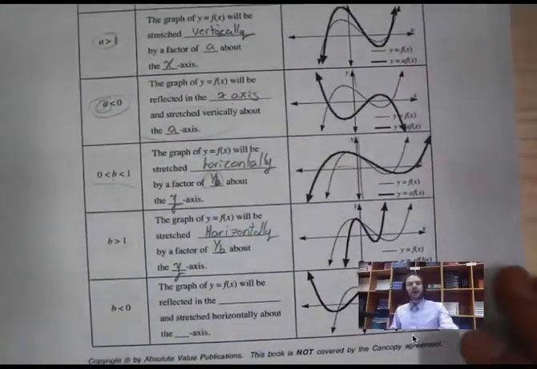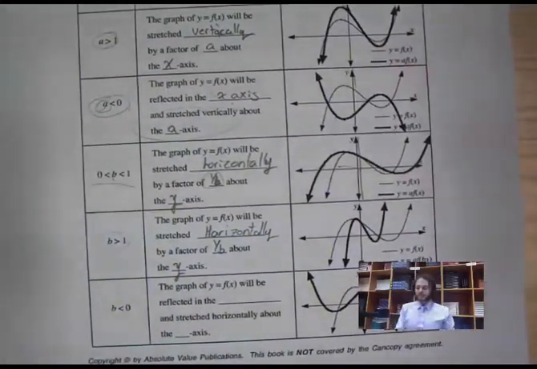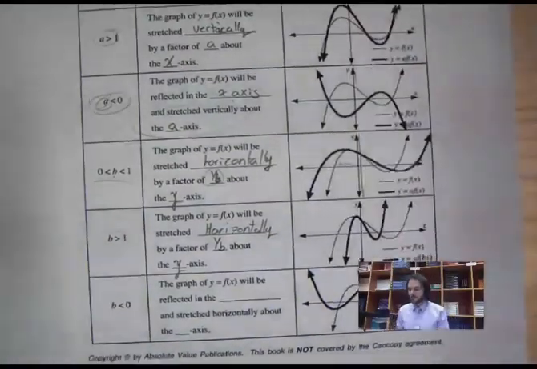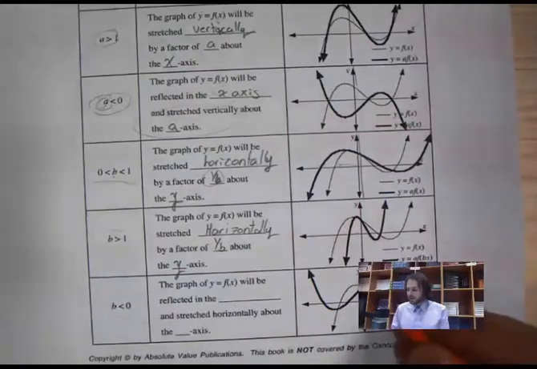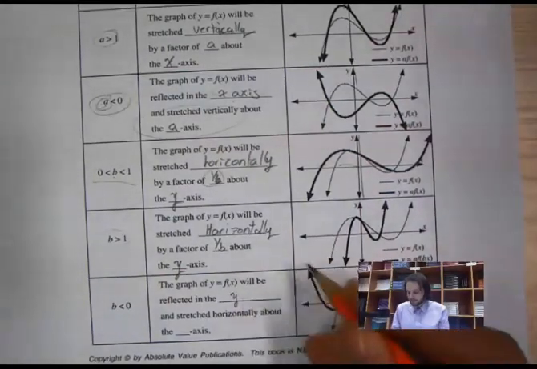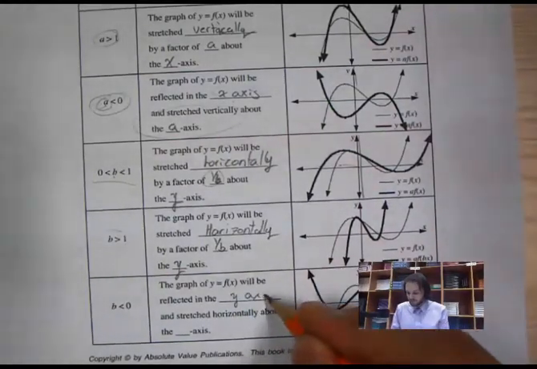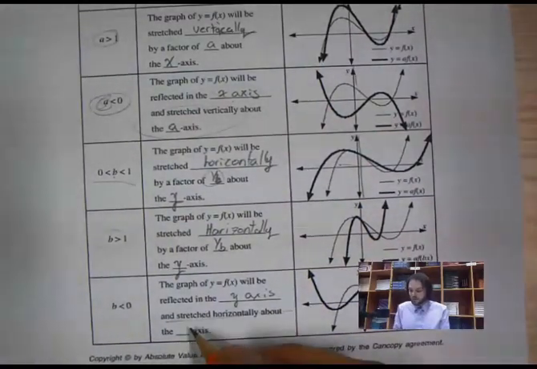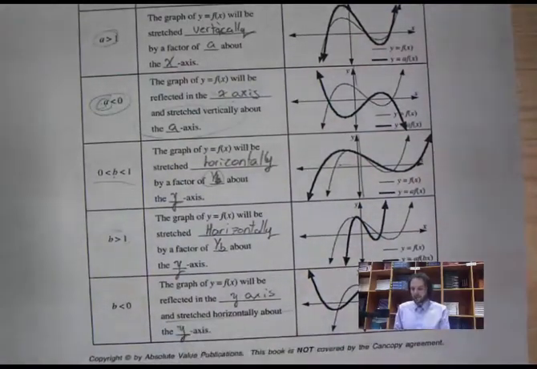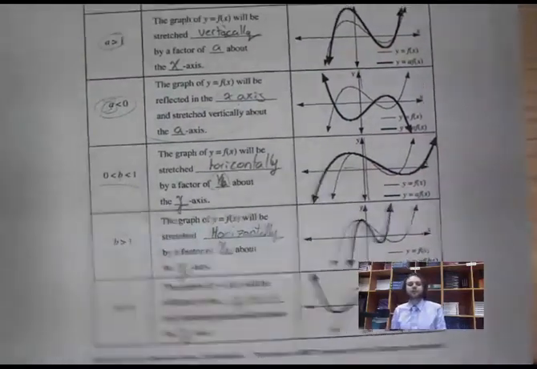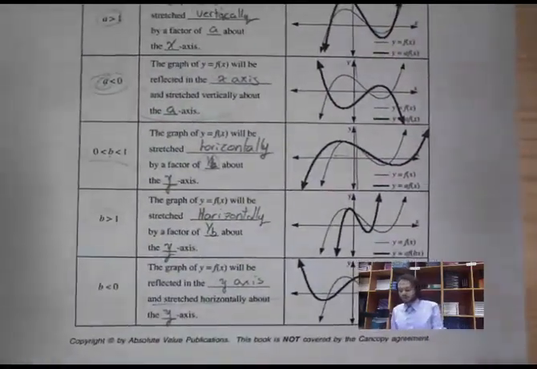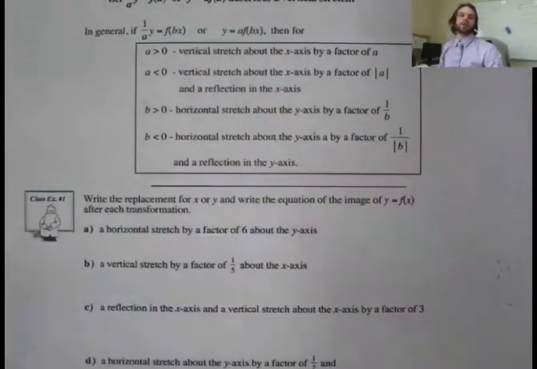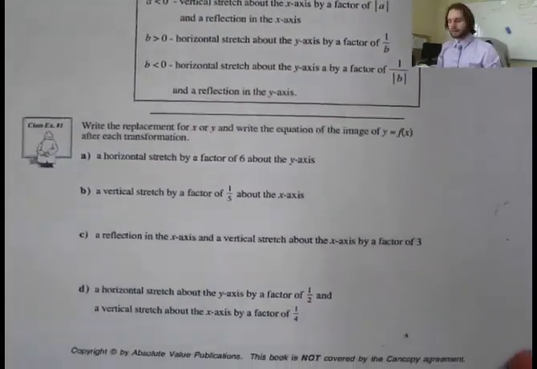Now, what about when b is negative? Well, as soon as we said we had a negative in front of the x, we reflect it in the y-axis. And then we stretch it horizontally about the y-axis by a factor of b. Does that make sense? So right here is a good summary of everything we're going to be looking at. I strongly recommend highlighting. But we're going to continue on to class example number 1.